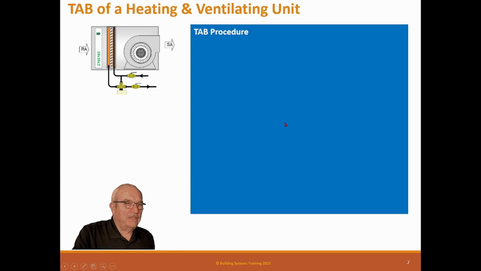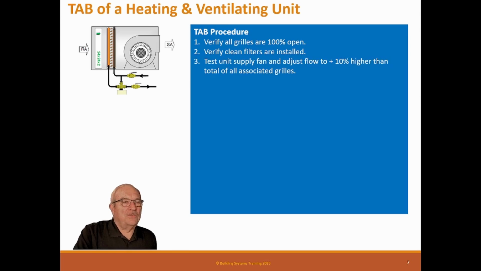For balance, now, you notice I had a little bitty box for this control. We have a great big box for balance because we have things to do. Guess what number one is? Verify all grills are 100% open. You're going to get really tired. And I won't spend a lot of time on these redundant ones, but verify clean filters. Test the unit supply fan and adjust flow to be a little bit higher than you need.